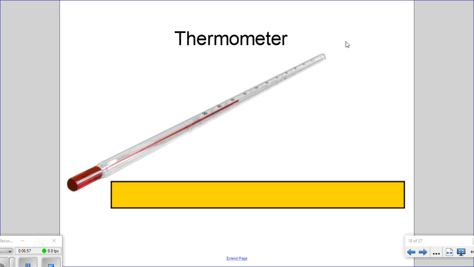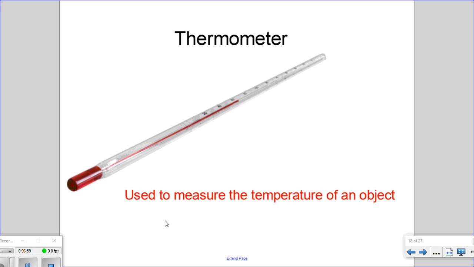Next up is a thermometer. A thermometer is used to measure the temperature of an object.